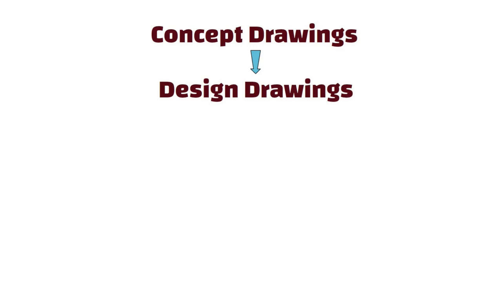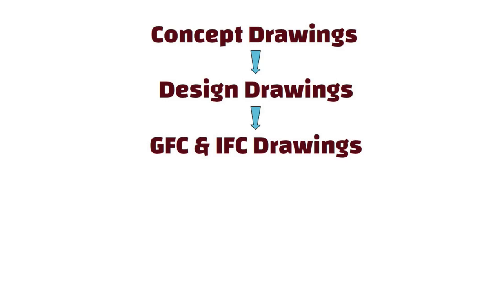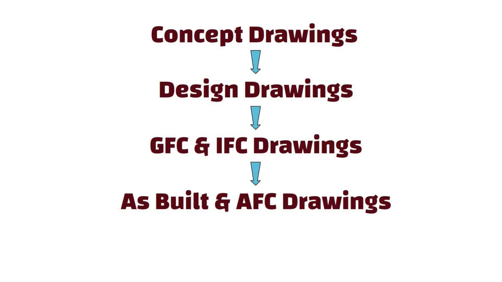Concept drawings come first to get the design approved. Design and detailed drawings follow to refine the plan. GFC and IFC drawings signal the green light for construction. Finally, as-built and AFC drawings are handed over at project completion for future reference.